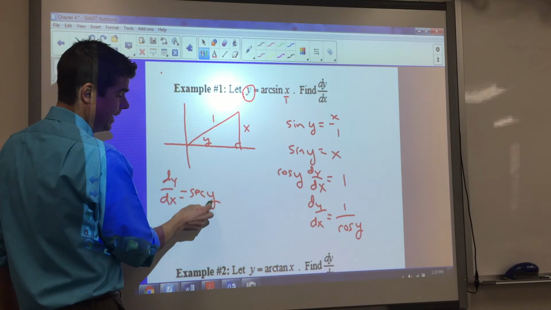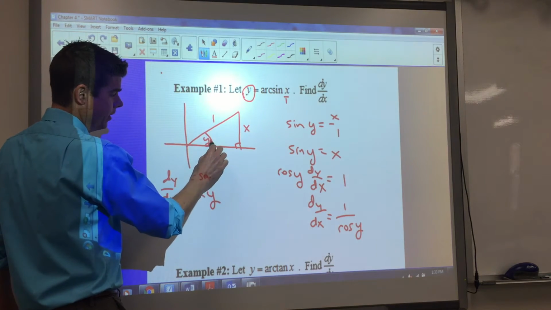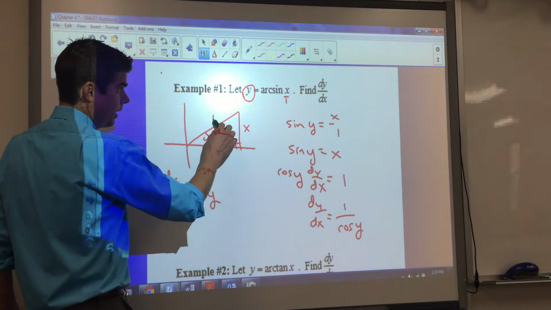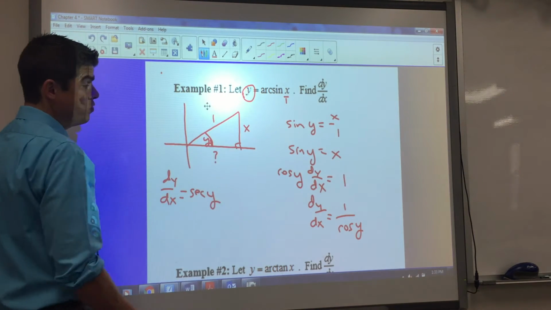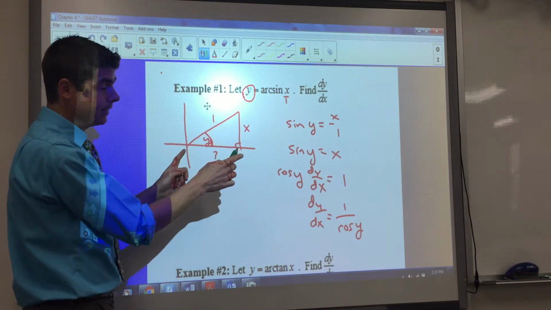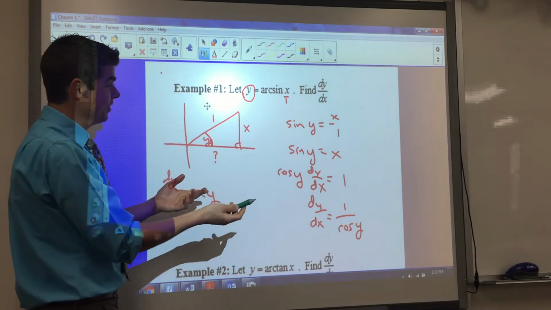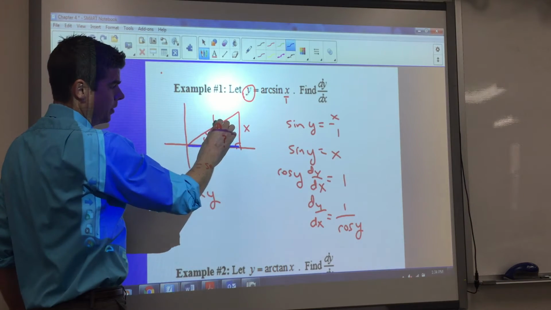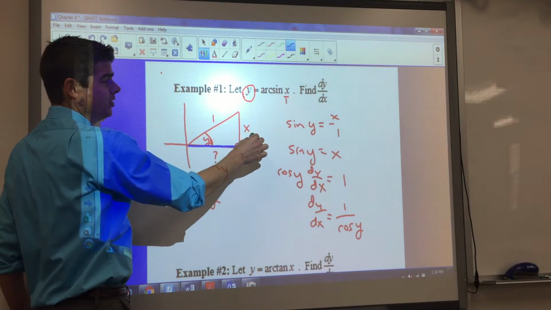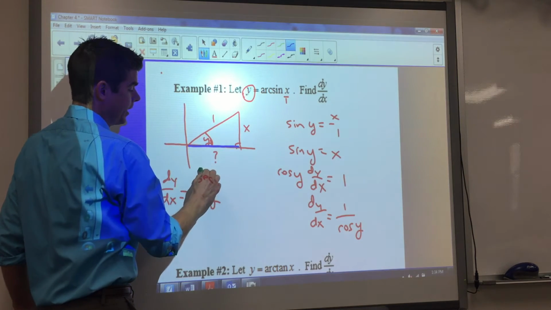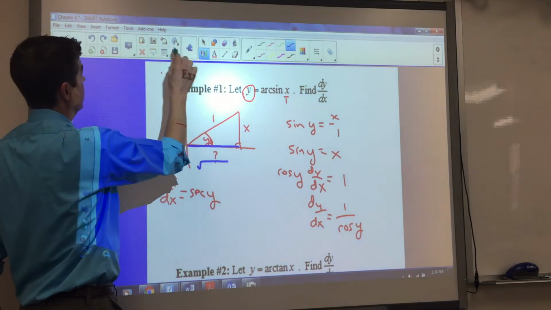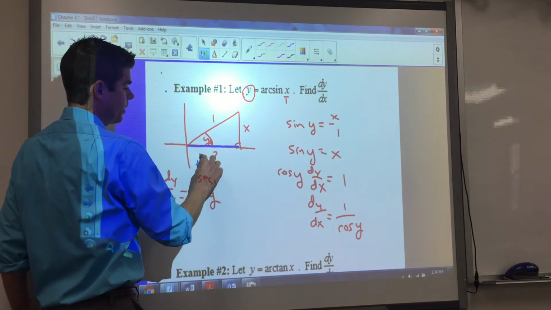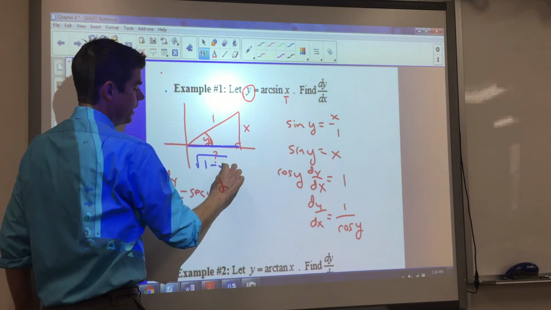Now remember, y is an angle. y is this angle right here. Secant of that angle would be the hypotenuse divided by the adjacent piece. Now I don't know this adjacent piece, at least not directly, but I do know it fits the Pythagorean theorem. So if I want to find this particular length, I could say 1 squared minus x squared, square rooted, will in fact give me that distance. Oops, too big. Let's make that a little bit thinner. Excuse me. So that could be 1 squared minus x squared.